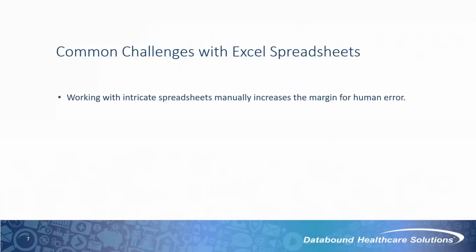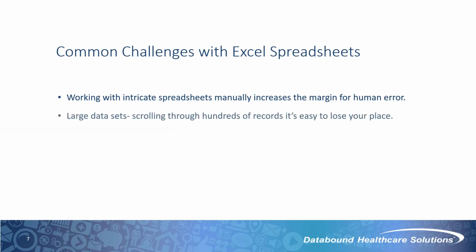All right, so the first common challenge with Excel spreadsheets is that working with them manually increases the margin for error. Sometimes we copy data incorrectly, sometimes we paste data incorrectly or move data around. And this can also happen if you're working with large data sets, which does happen. Sometimes we have records that are 1,000 records or 2,000 records in an Excel document, and scrolling through those records, it's easy to lose your place. And we'll see a little bit of that today.